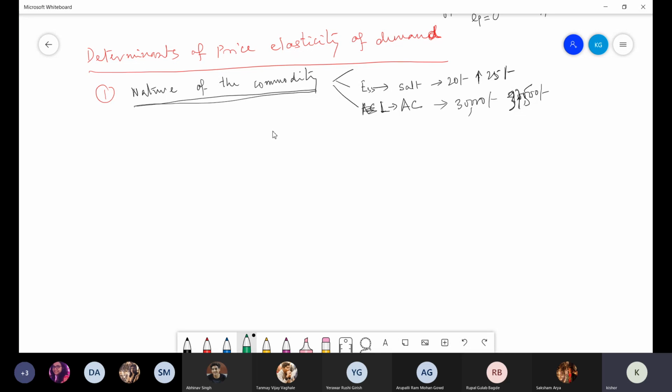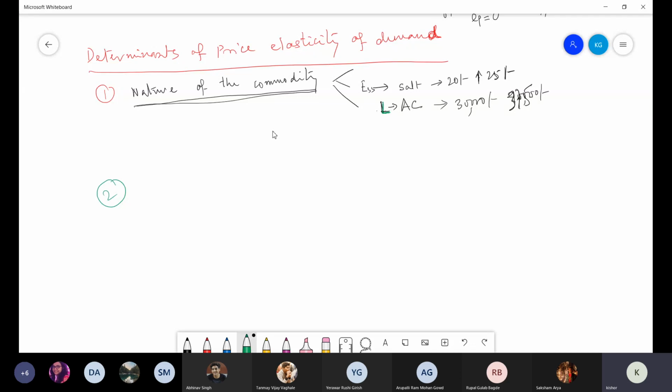One point we discussed already in the last class is the nature of the commodity. Nature of the commodity means, if it is an essential commodity like salt, and the price increases from 20 rupees to 25 rupees, you might still be purchasing one kg or one packet of salt. So if it is an essential commodity, it is relatively inelastic. But if it is a luxury item, then elasticity will be highly elastic.